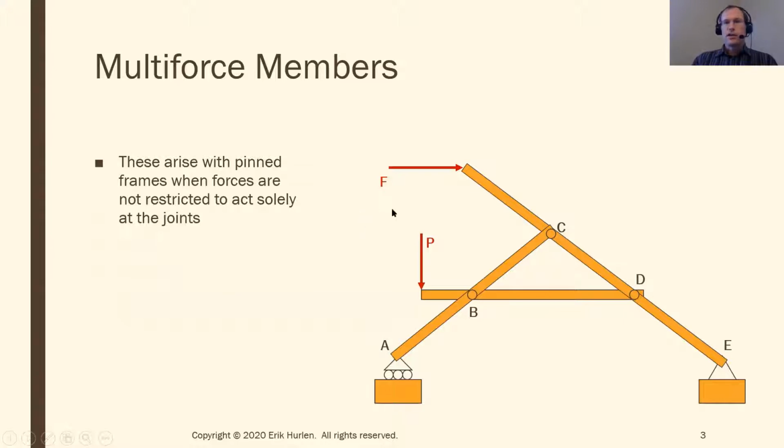And then again here, instead of having my forces act just at the joints, these forces are acting at other locations. So this force F pushing this member here to the right, that's going to cause it to bend a little bit. So from point C, it's going to be bent out this way. Same thing with force P over here, pushing this member down. It's going to bend this member downwards.